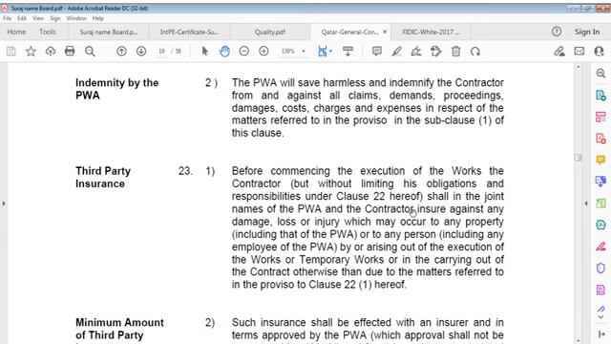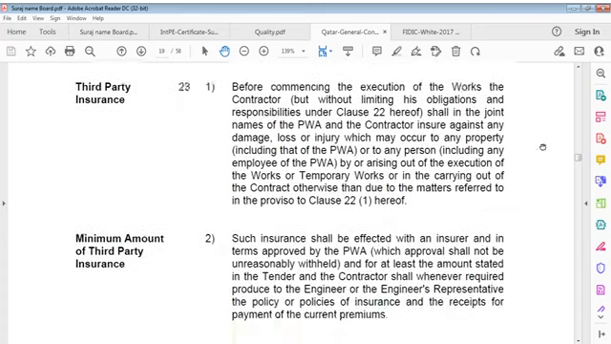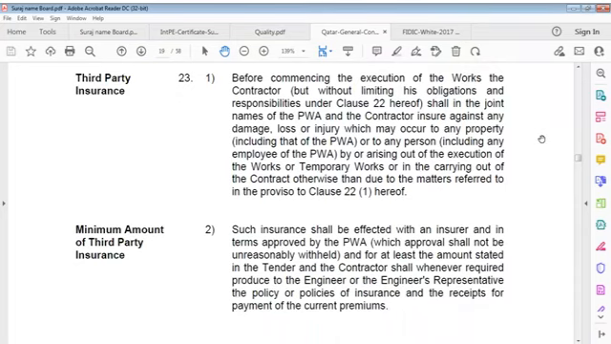And of course, third party insurance. Before commencing execution of works, the contractor shall, in joint names of client and contractor, insure against loss, damage or injury which may occur to every property, including client's property, or to every person, including client's personnel, by or arising out of execution of works or temporary works, or in carrying out the contract otherwise than due to matters referred to.